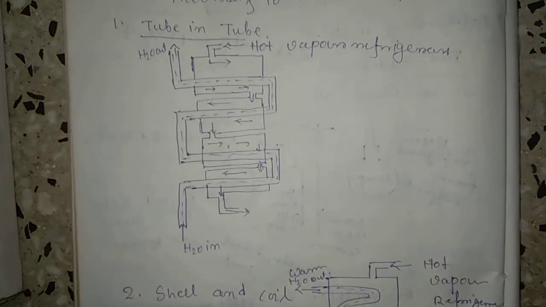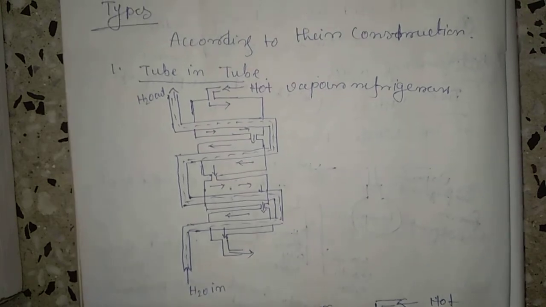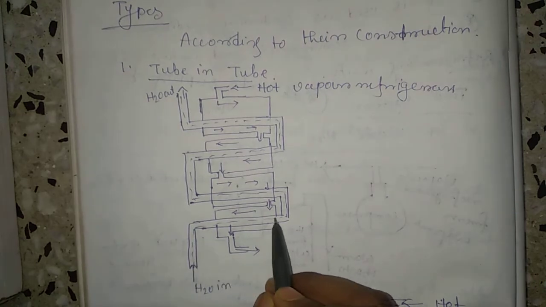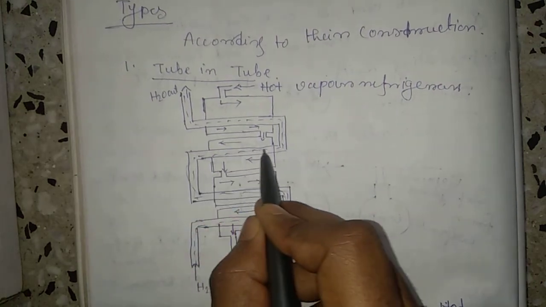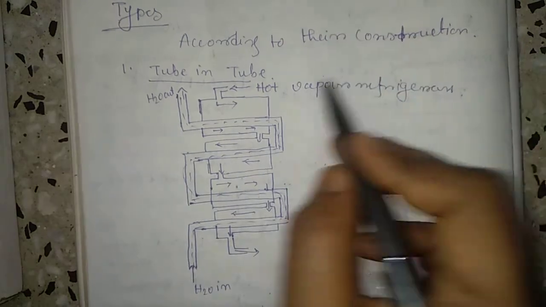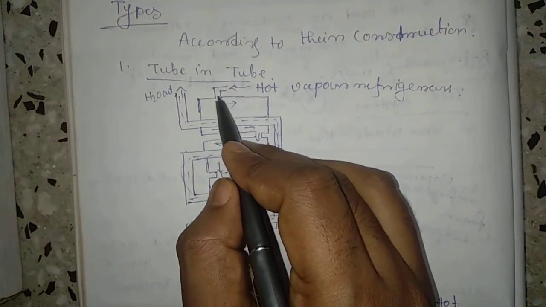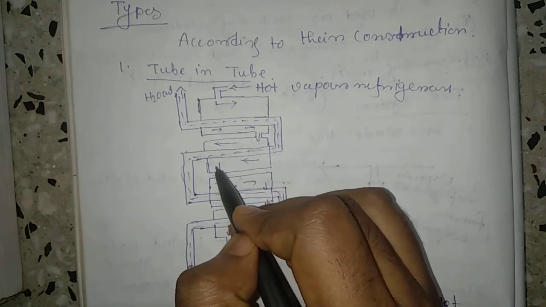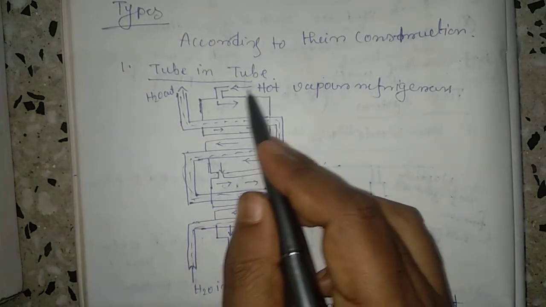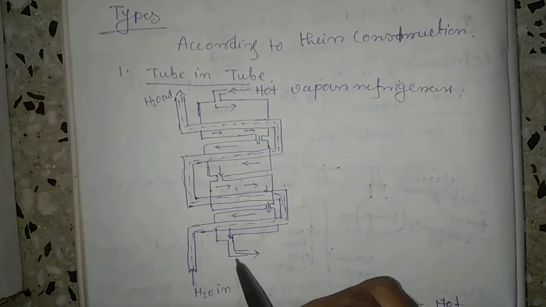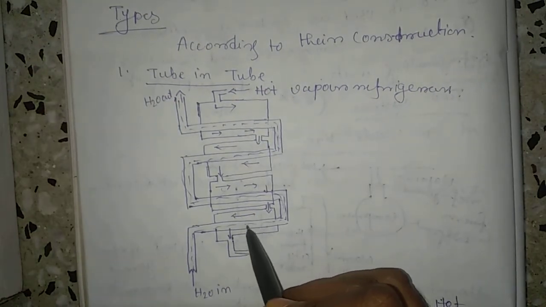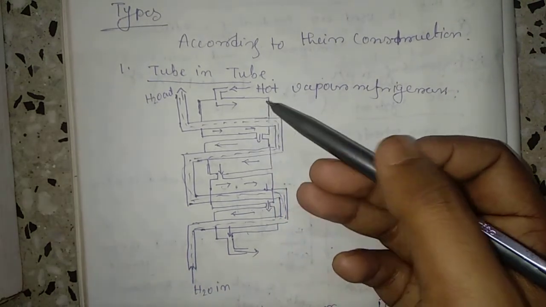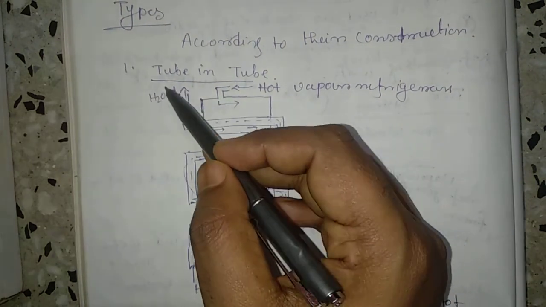Okay, first one is tube in tube. As you see, this is the water inlet section, and the water flows through this channel. Hot vapor refrigerant enters into this section. This hot vapor refrigerant contacts the cooled water and they reject heat. When it rejects heat, the cooled water is transformed into hot water, and it comes out from that section.